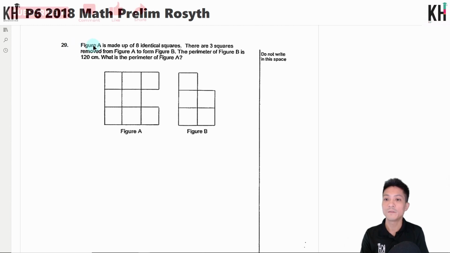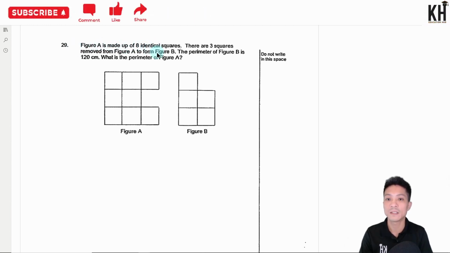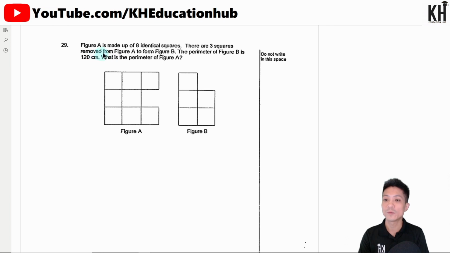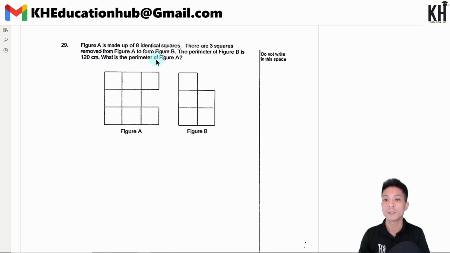Question 29. Figure A is made up of 8 identical squares, 1, 2, 3, 4, 5, 6, 7, 8. There are 3 squares removed from figure A to form figure B. The perimeter of figure B is 120 centimeters. What is the perimeter of figure A?